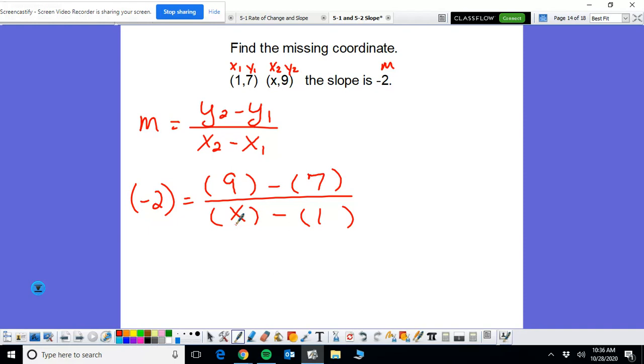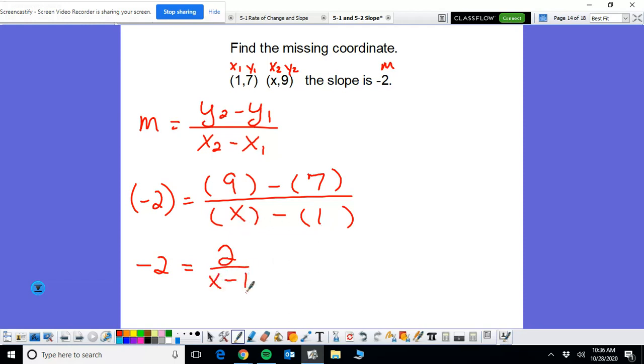So the first thing I'm going to do is these parentheses really truly are doing nothing, so I'm going to go ahead and drop the parentheses there. I'm going to simplify the top. I see a 9 minus a 7. I can easily solve that. That's 2. And I actually don't need parentheses here either, so I'm going to drop those. So we're left with this.